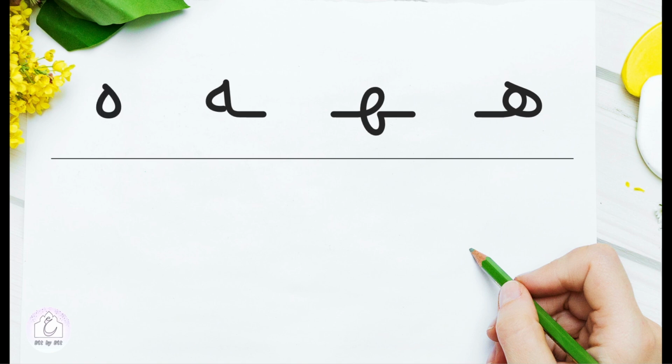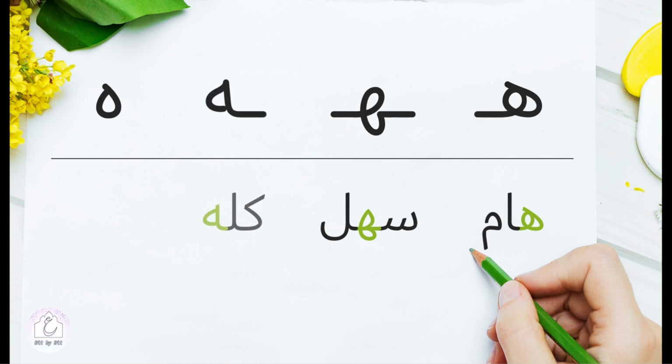So, all in all, ha has 4 different shapes, depending on its position in a word and whether it's preceded by a non-connecting letter or not. There is the initial position, the medial, final, and the isolated form.